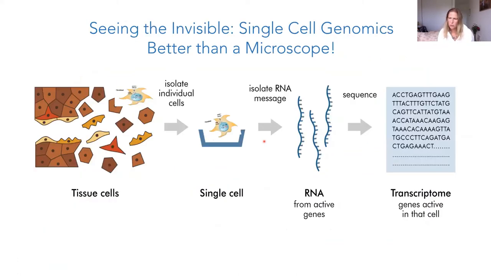Historically, we've used microscopes to look at cells. And what they showed us is that there are cells with different shapes and different morphologies. Now we can understand in exquisite detail why they're different. Since 2010, we've been living through the resolution revolution in genomics, which allows us to see the invisible by single-cell genomics, the genomics of individual cells one at a time.